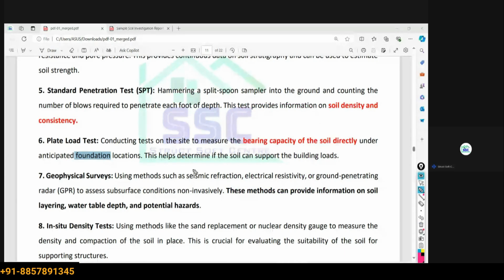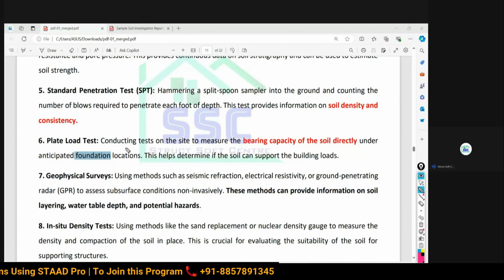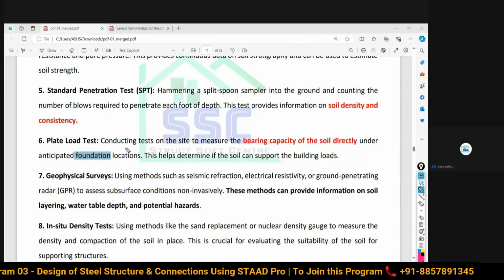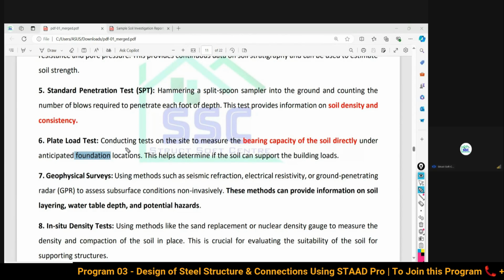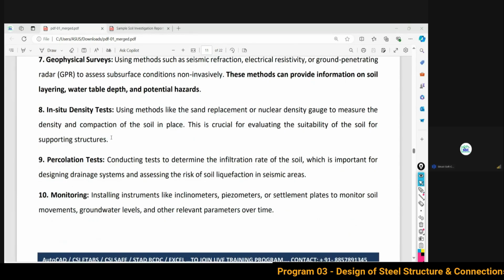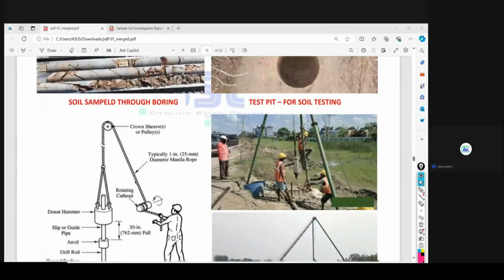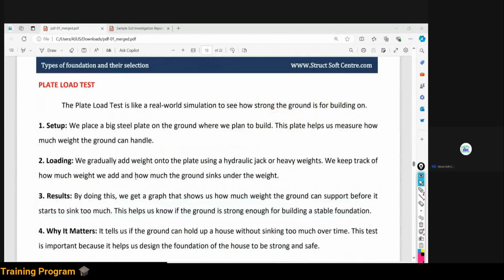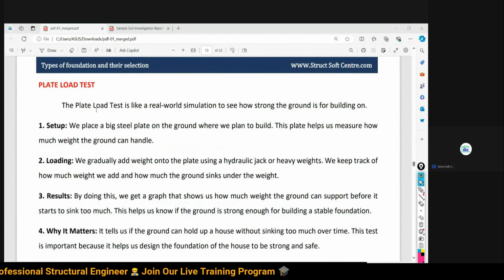So this helps to determine if the soil can support the building loads. Okay, after doing this plate load test, we will come to know whether our soil is capable of carrying the load or not. All the methods are listed here. You can go through it, and you may find some other methods in different books. I tried my best to cover all the methods. Now we have to focus on the plate load test. Why am I giving importance to the plate load test?